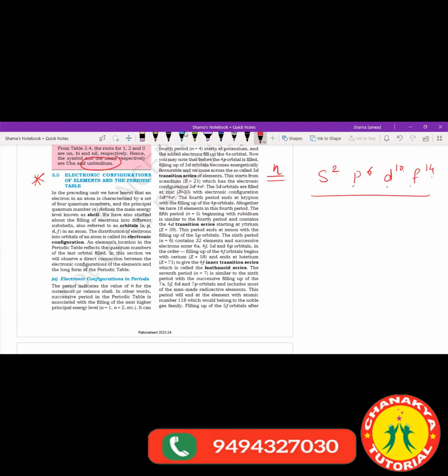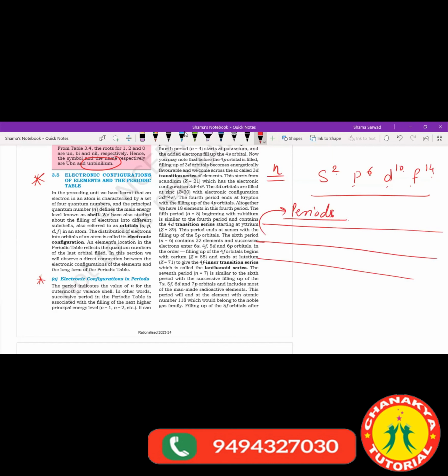Now, the distribution of the electrons of an atom into orbitals is called the electronic configuration. Means the electrons present in an atom, when you distribute them in the orbitals like SPDF, that is called the electronic configuration, right? So in that, the first point they have given is electronic configuration in periods. Periods means the horizontal rows, correct? These horizontal rows in the long form of the periodic table are called periods. Correct? So how it varies when you move from left to right, that we have to check.